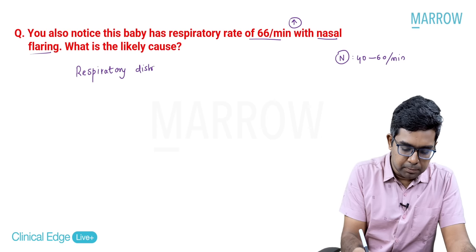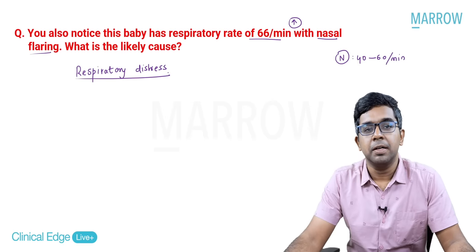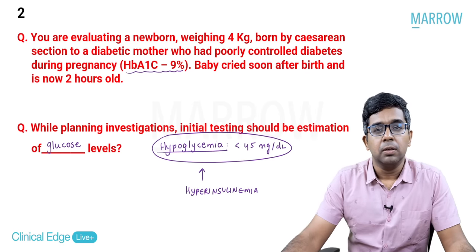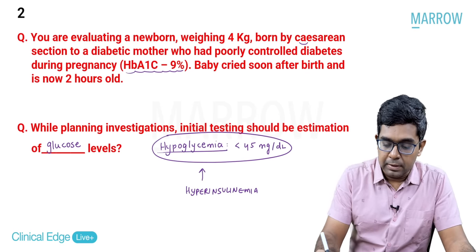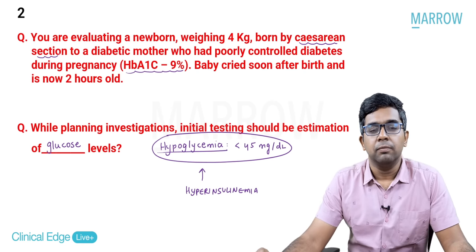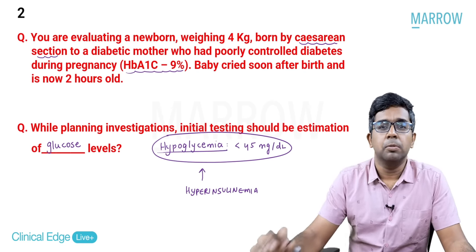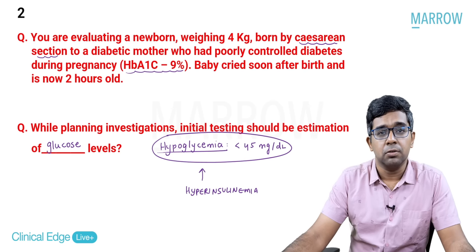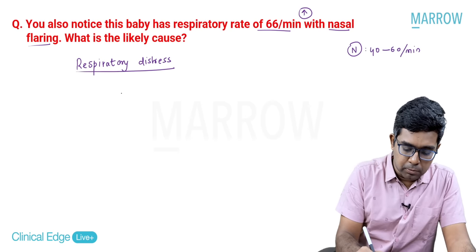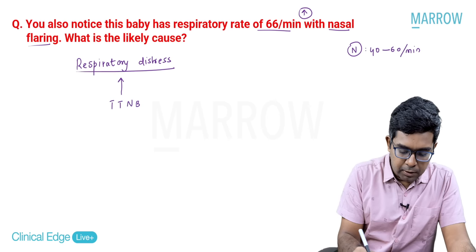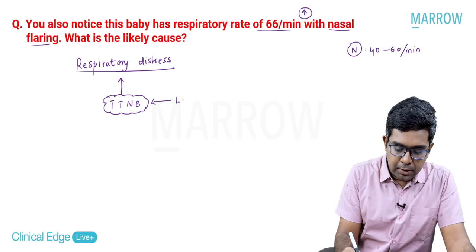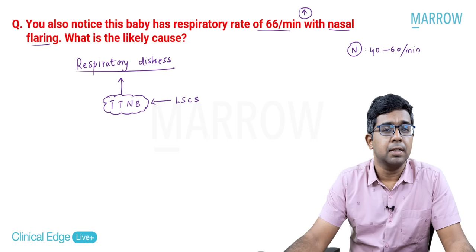So now the question is very simple. What is the likely cause of respiratory distress in this baby? Now, taking you back to the scenario. This baby was born to a diabetic mother, but look at the mode of delivery. Cesarean section. Whenever you have a term baby, and this baby is probably term because the weight is 4 kg, who is born by cesarean section and having respiratory distress after birth, there are many possibilities, true, but the most likely possibility is going to be TTNB, transient tachypnea of newborn. What made me think about transient tachypnea of newborn? It is the cesarean section history.